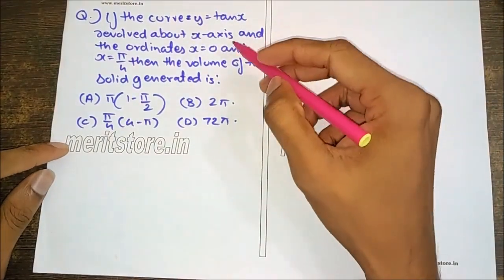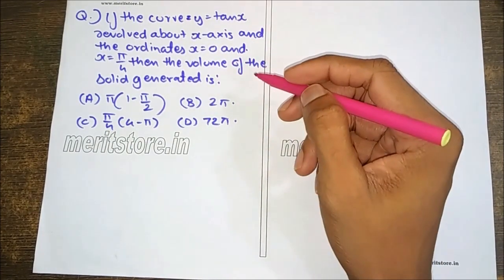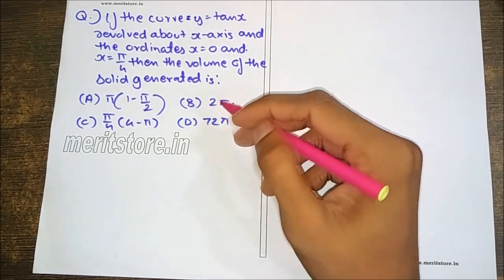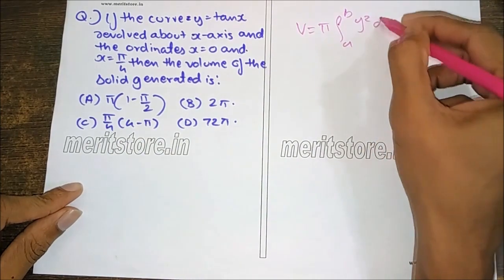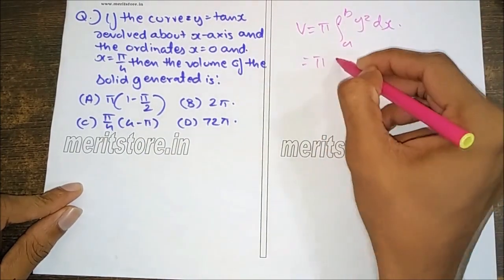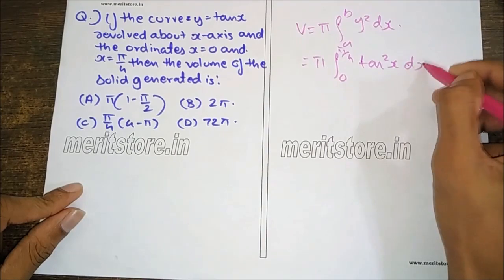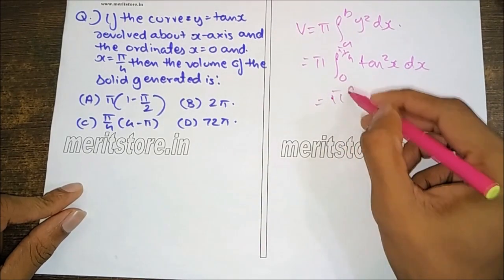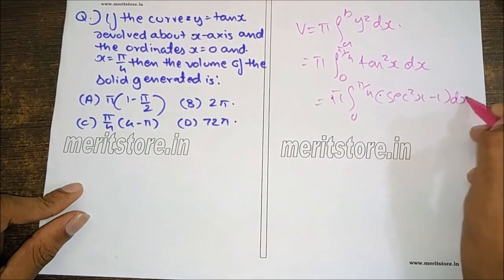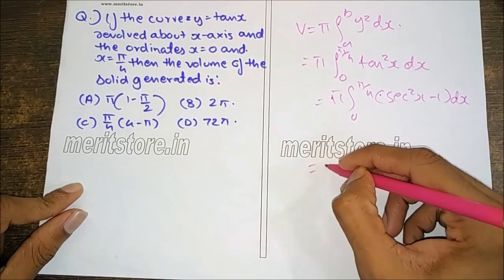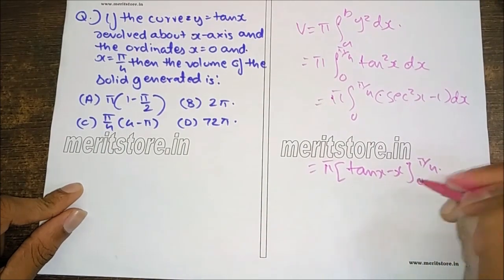If the curve y = tan x revolves about the x-axis and the ordinates x = 0 and x = π/4, then the volume of the solid generated is, and four options are given over here. V = π ∫ from a to b of y² dx. Substituting the value, we get π ∫ from 0 to π/4 of tan²x dx. Therefore, further, π ∫ from 0 to π/4 of (sec²x − 1) dx. Solving, we get π [tan x − x] from 0 to π/4.